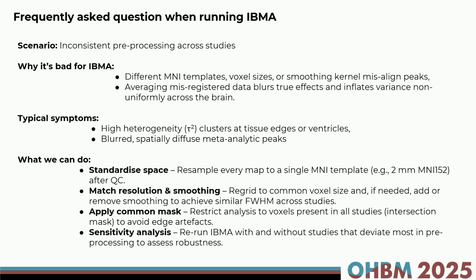So in this case, firstly, we standardize the space. We resample every map to a single MNI template, and then we match the resolution and smoothing by mapping them to a common voxel size, or we add or remove smoothing to achieve similar FWHM across studies. We should also apply a common mask. We can also run a sensitivity analysis by rerunning IBMA with and without the studies that deviate most in preprocessing to assess robustness.